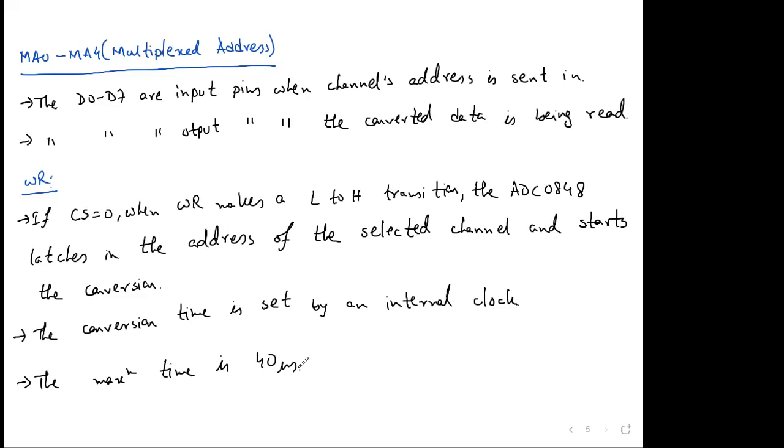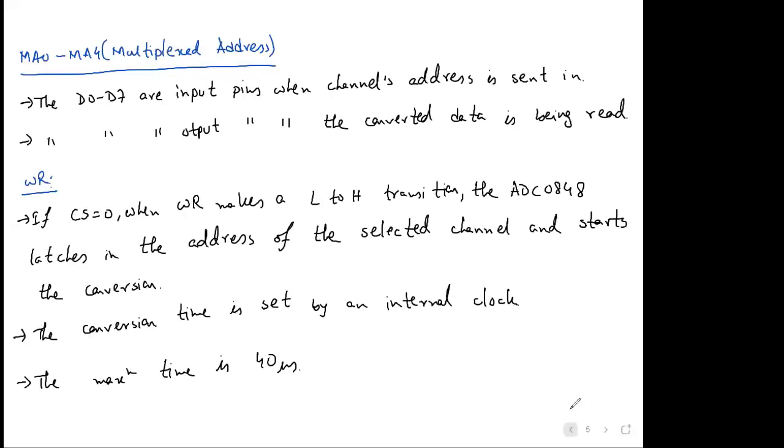Then the conversion time is set by an internal clock. However, it is always faster than 40 microseconds. This is the specification of your ADC 0848. Now let us see the channels. Sir, is it higher than 40 microsecond? Lower. The maximum time is 40 microsecond, so it will always be less than 40 microsecond. Yes, sir.